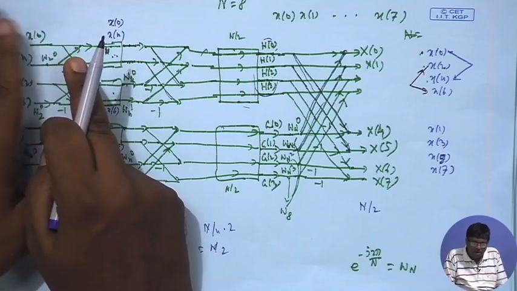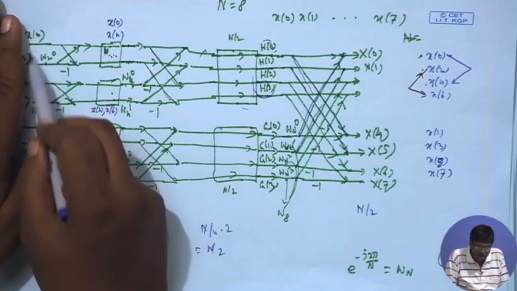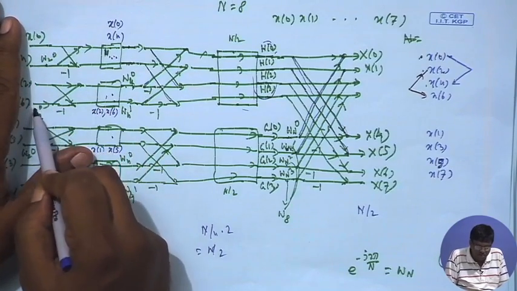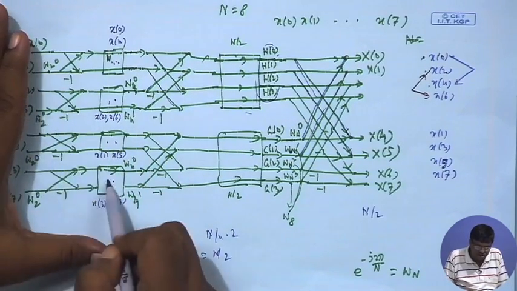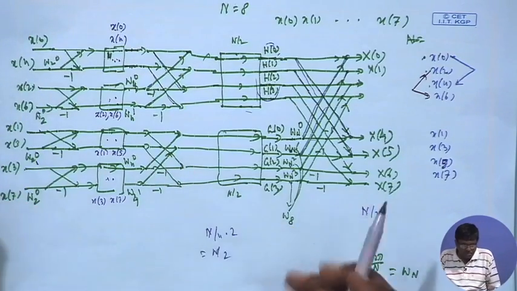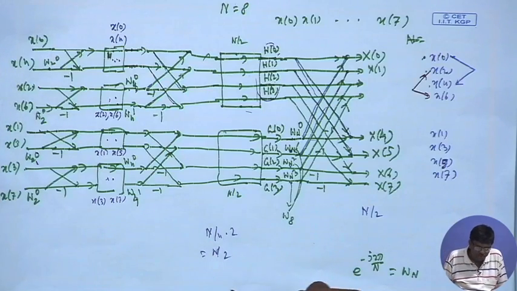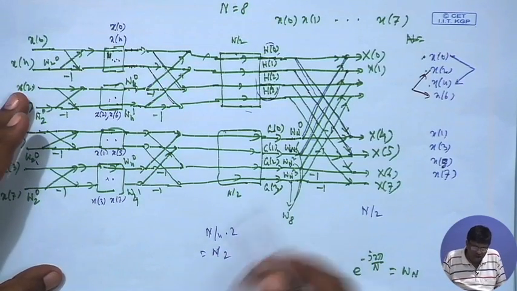Okay. But how many n by 8s? Because this is giving rise to n by 8, n by 8. This is giving rise to n by 8, n by 8. This is giving rise to n by 8, n by 8. This is giving rise to n by 8, n by 8. So, how many? 4. Okay. So, it will be again n by 2.